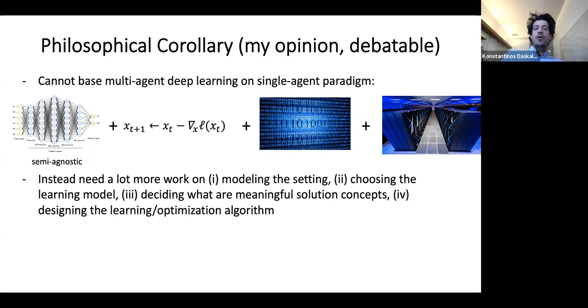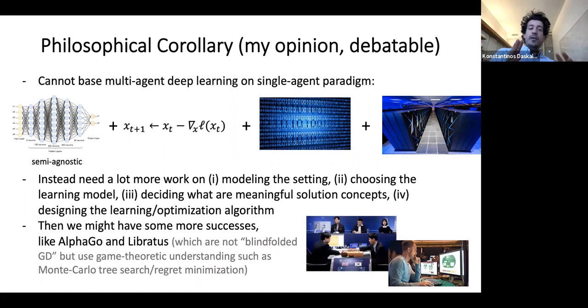But the moment you put more structure into your model, maybe you can sidestep these intractability results or the inexistence results and go after more demanding notions. And I think if you do that, you'll get more successes like AlphaGo and Libratus, which importantly do use a lot of game theory to attain their goals, okay?